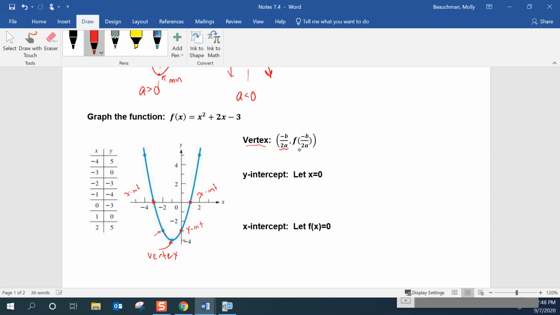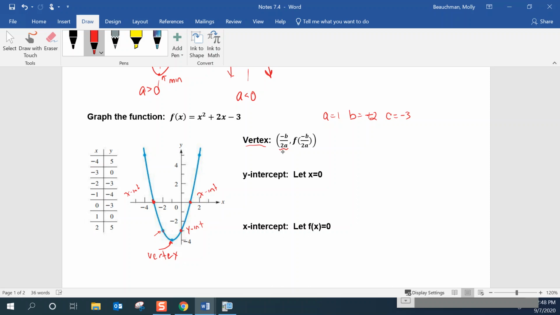And this formula is in terms of a, b, and c. So in our parabola, our equation f of x equals x squared plus 2x minus 3, a is equal to 1, b is equal to positive 2, c is equal to negative 3.